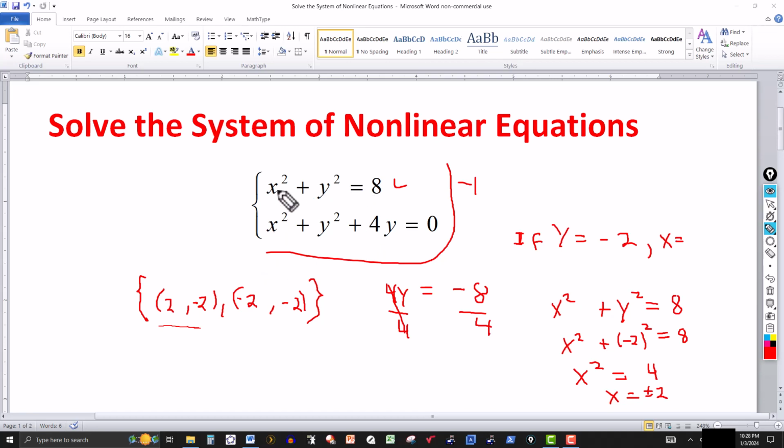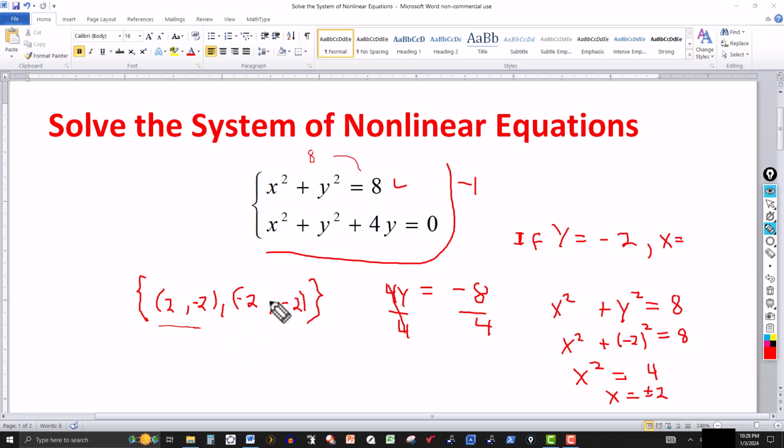So 2 squared here is 4. 2 squared here is 4. This is going to be 8. So 2 squared is 4, and -2 squared is 4. 4 and 4 is 8. And we got 8 equals 8. Then you test the other one. Well, -2 squared here for the x and -2 squared for the y. It's going to get 8 again. I want to get 8.